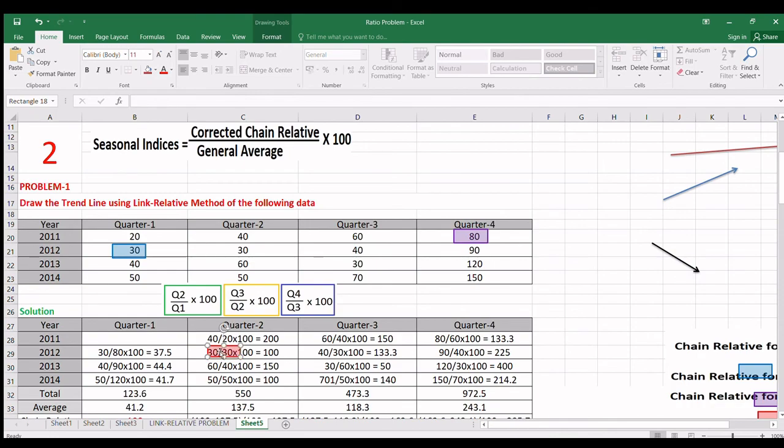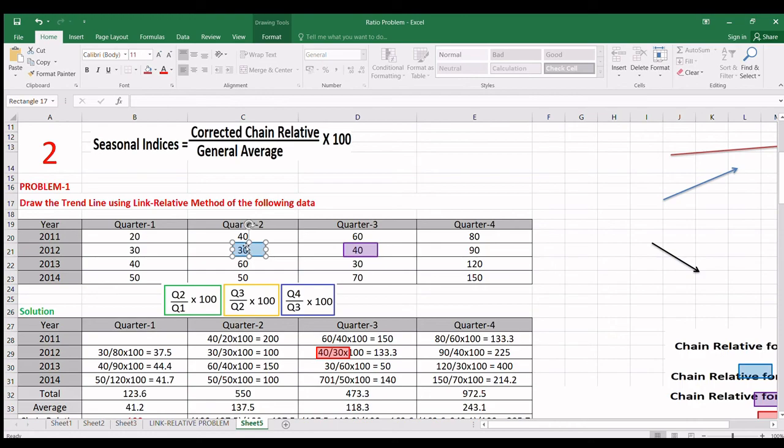Same like this, you are going to move ahead. Quarter 2 value of 2012 is 30, quarter 1 value of 2012 is 30, so 30 by 30 into 100. Same like this, you proceed with the next quarters. Quarter 3 of 2012 is 40, the current quarter value, and the previous quarter is 30. So same like this, you have to move on to find all the link relatives.